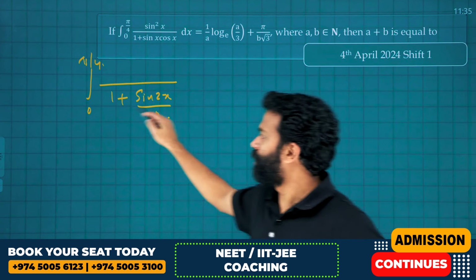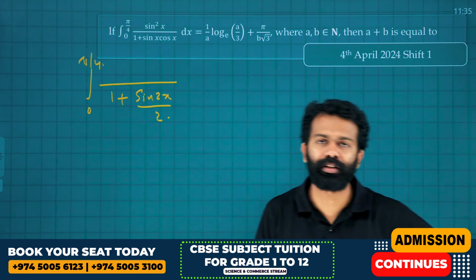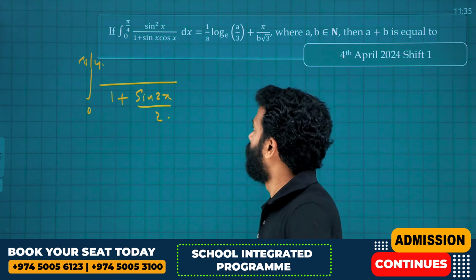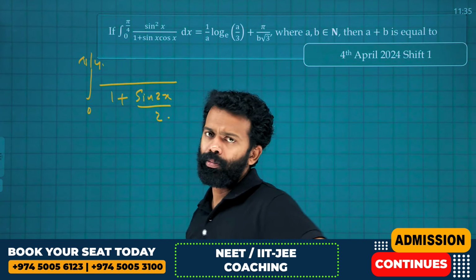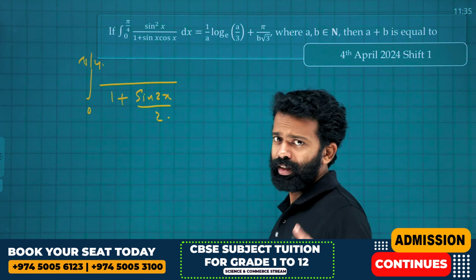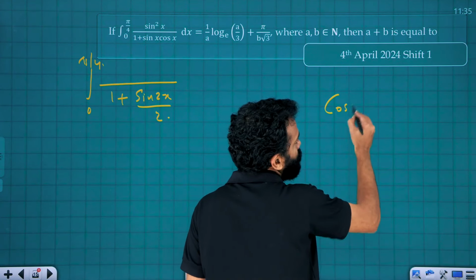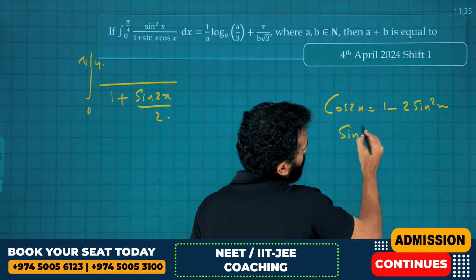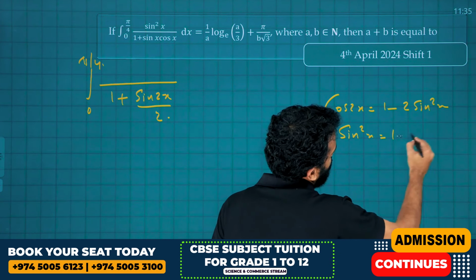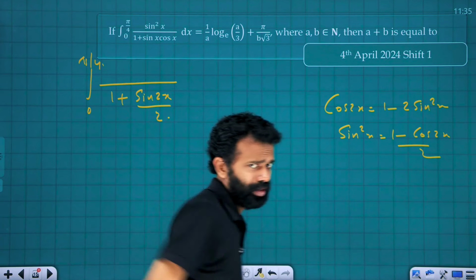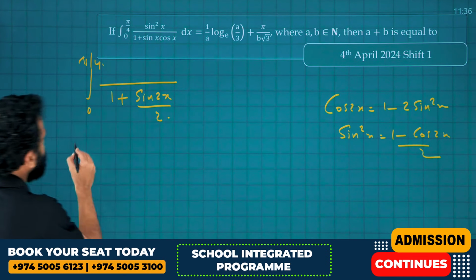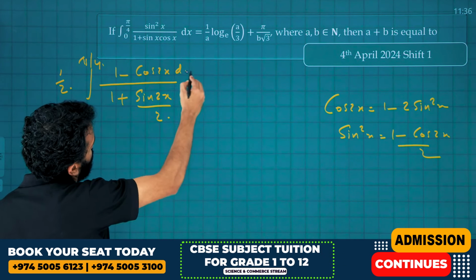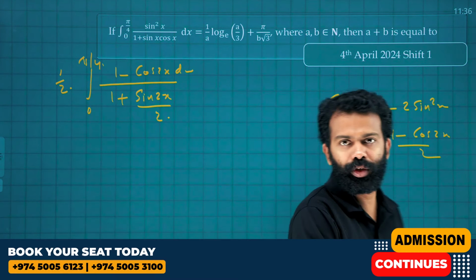See, what is the derivative of 1 plus sin 2x by 2? It is cos 2x itself, right? Cos 2x is not here, but the value can be formulated: cos 2x is equal to 1 minus 2 sin square x. So sin square x is 1 minus cos 2x by 2, the direct formula. Therefore, it can be written as 1 by 2 into 1 minus cos 2x dx.